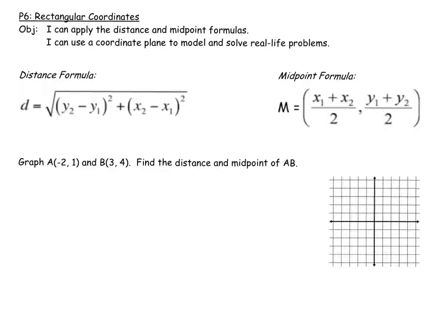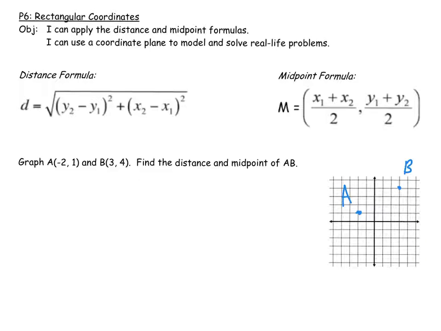I'm going to plot these 2 points. Here's 3. Call this point, I'll do B first. 1, 2, 3. There's point B. 2 to the left and 1 up. There's point A. All right, so what these formulas will get us is the distance in between them, and then the location of the point that's exactly halfway in between them.